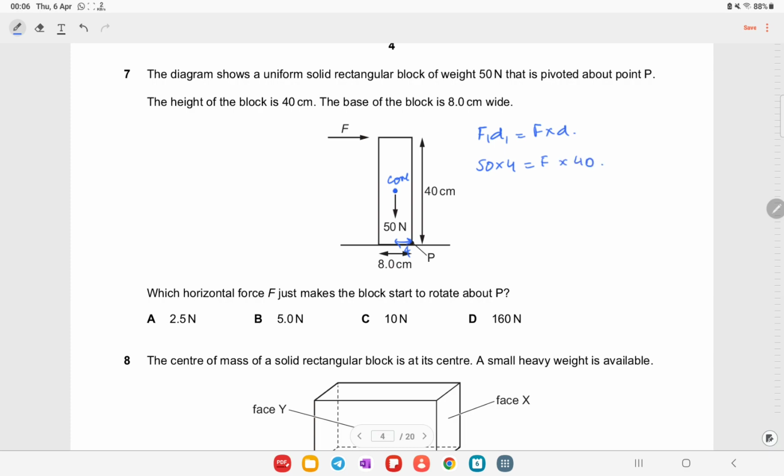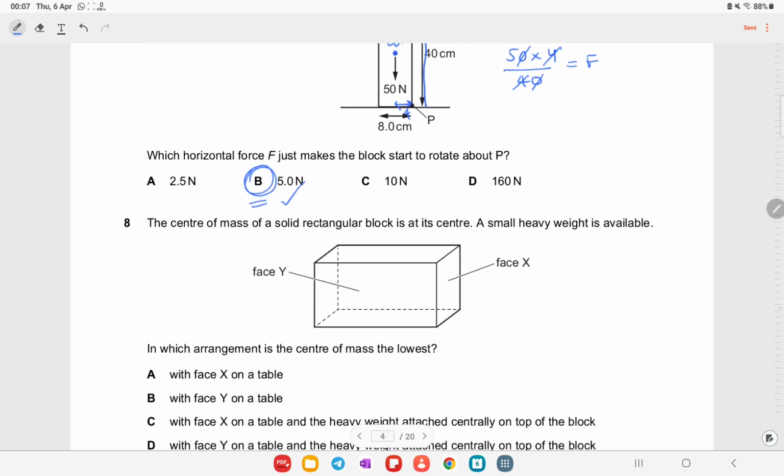Okay, so this is the perpendicular distance, this is the force, and this is the perpendicular distance, making 90-degree. So now you have to solve this. 50 times 4 divided by 40 is going to be F. So 0 will be cancelled with 0, 4 will be cancelled with 4, so F is going to be 5 newtons. So this is your right option.